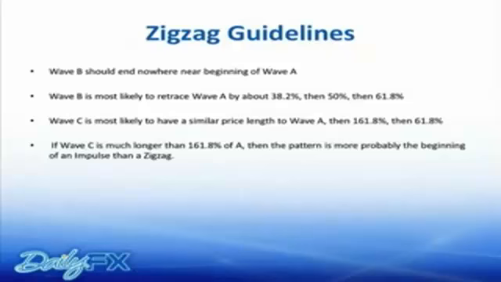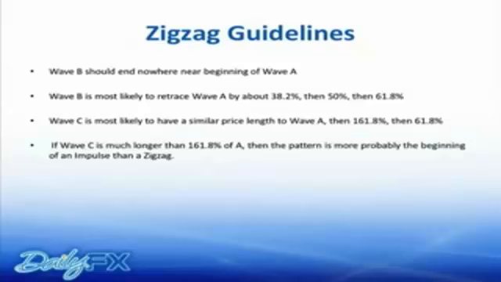And again, if wave C is much longer, say wave C is all of a sudden 2 times longer than wave A, you're probably not in a correction anymore. You're probably in the beginning of a larger impulse. At that point, you would then look for a wave 4 correction, right?